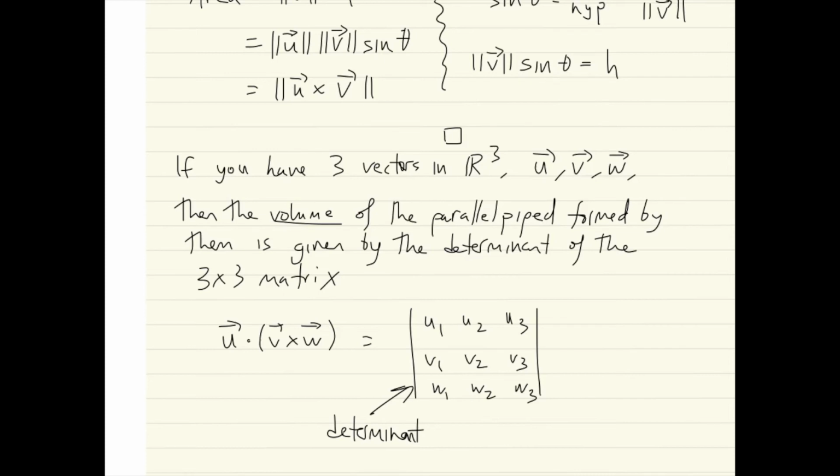Let me draw a picture of what that parallelepiped should look like. It's something like, well, here's the base parallelogram. Suppose we've got v and w here maybe, and then maybe, oops, didn't do such a great job drawing, but something like this. These do not have to be at 90 degrees.